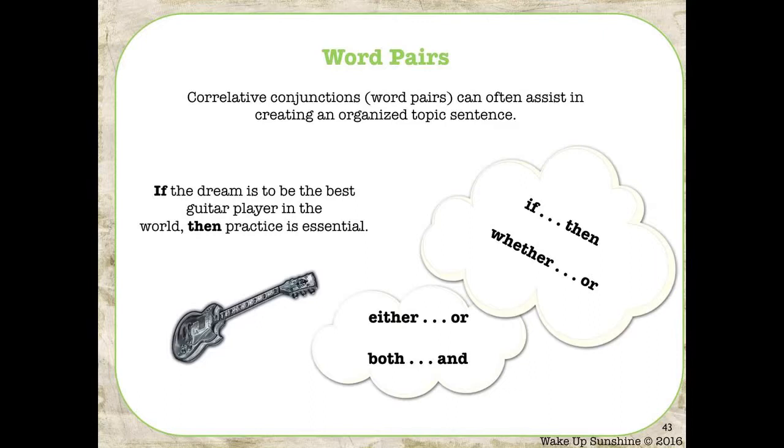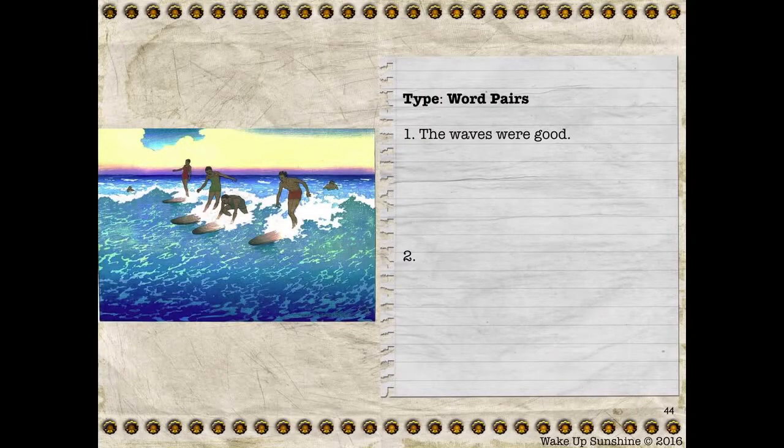If this, then that. Whether this or that, either or, both and, as you can see on the screen here, and also you could print this off if you want, and we have looked at this before. But basically you're utilizing these correlative conjunctions to put together a topic sentence that would make a reader want to read on. The picture you're dealing with here, it looks like some people are out surfing, and once again I have basically a not very good topic sentence. In fact, if this were the topic sentence, I would not read any further in someone's paragraph.